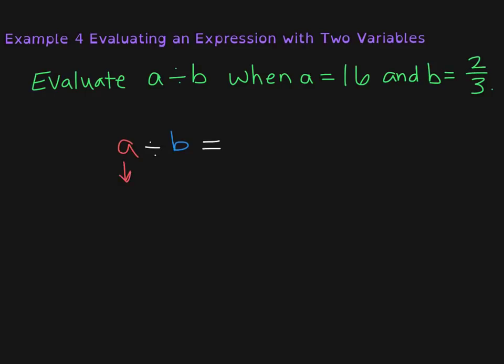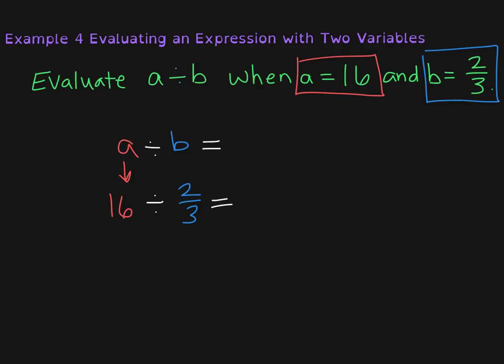What I'm filling a in for is 16 divided by, I'm filling b in for 2/3. And then I'm going to solve it. And now that we're here, you have to remember the rules for dividing fractions. We've got 16 over 1 divided by 2/3, which equals 16 over 1. We leave it, we change it, we flip it.